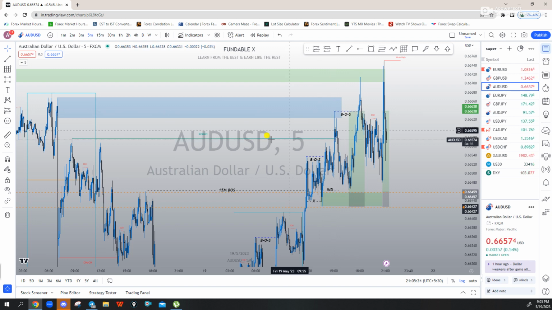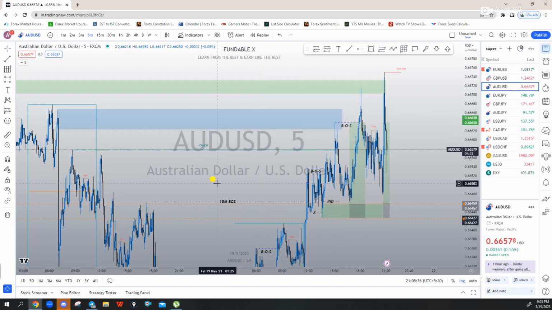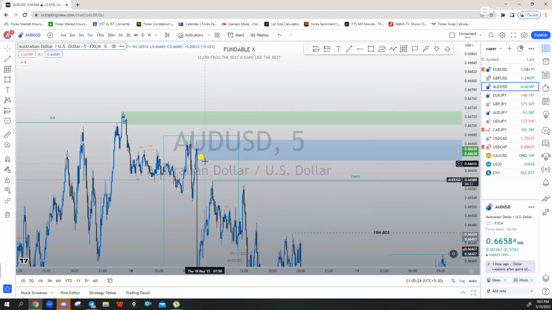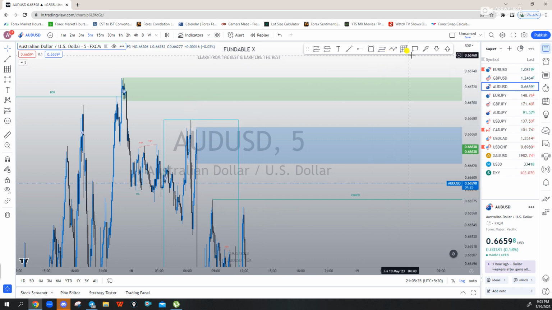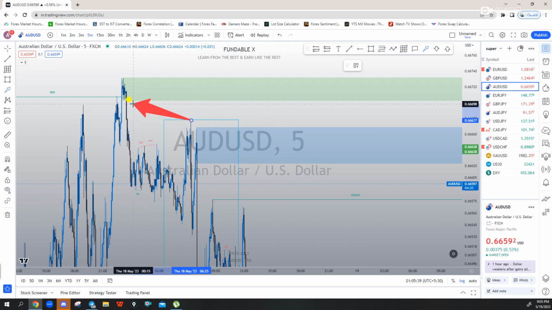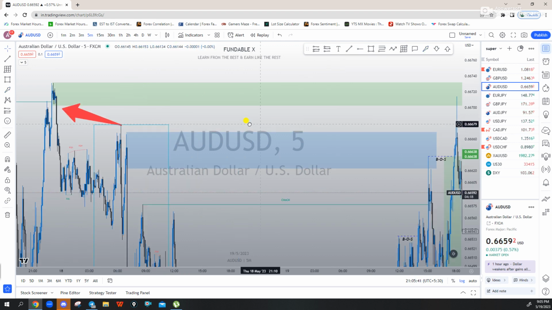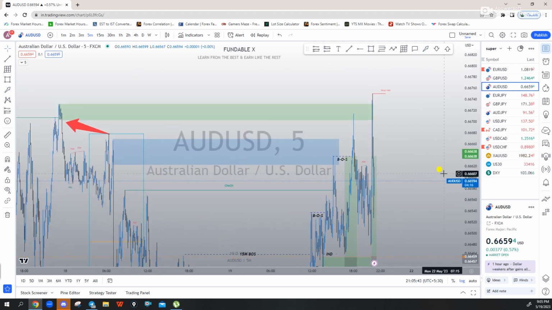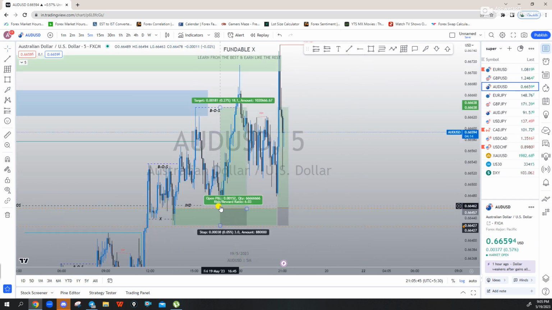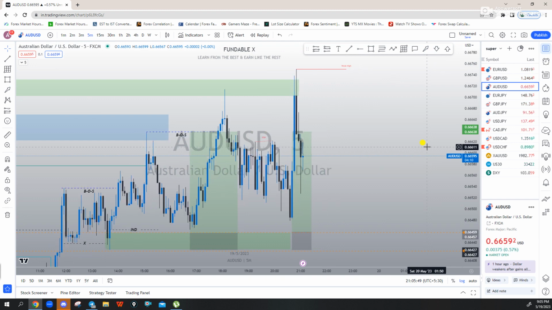But there was another perspective as well. Once this high has been taken out, what you can see is there is an Asian high, which is obviously a liquidity, and this level is not mitigated yet. This was my next entry point, right? See, this thing is not mitigated. Now the market didn't come to my point because I was looking at this point, which was 1:6. I would be happy with that.